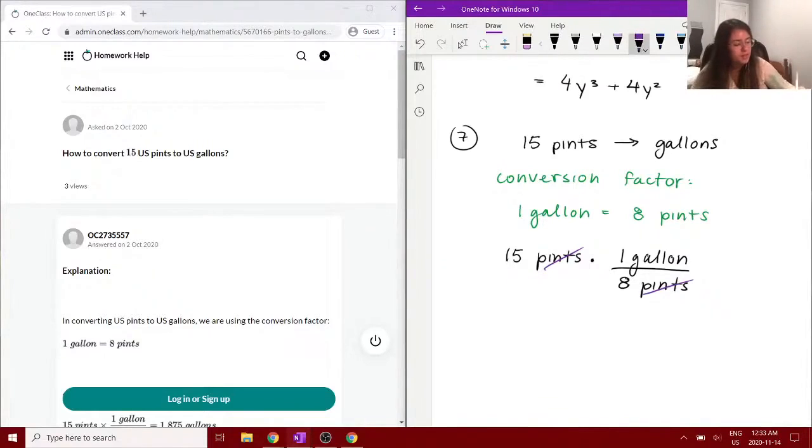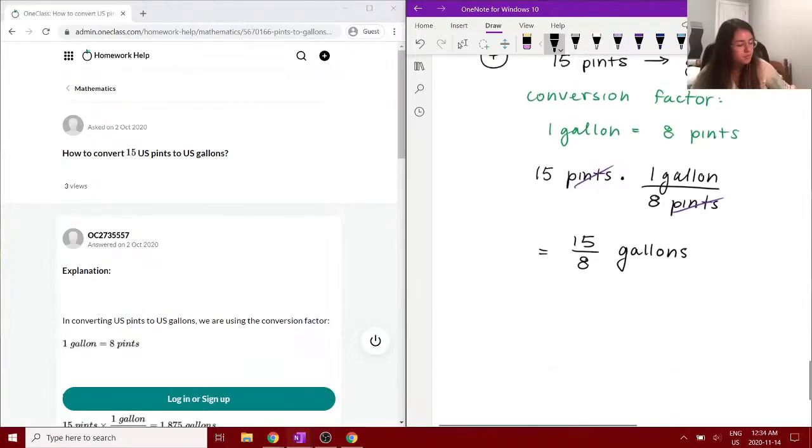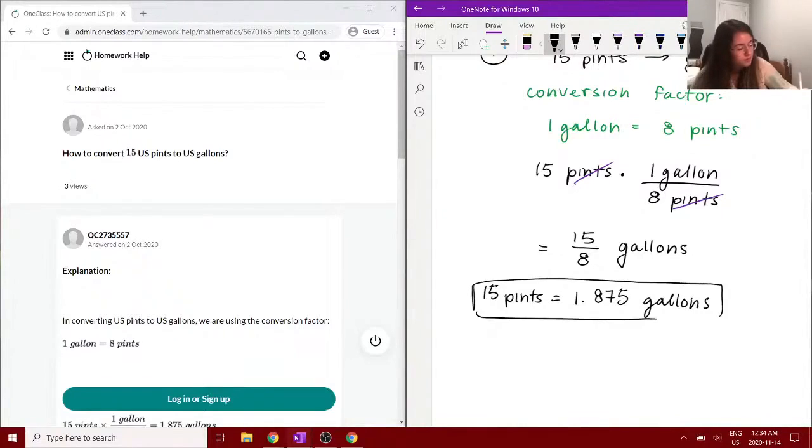In this case, we are left with 15 over 8, and since the unit pints has been canceled out, this is in gallons now. We just have 15 over 8 gallons. If you evaluate that with your calculator, you get 1.875 gallons. And that is your final answer. So 15 pints gives you 1.875 gallons after converting.